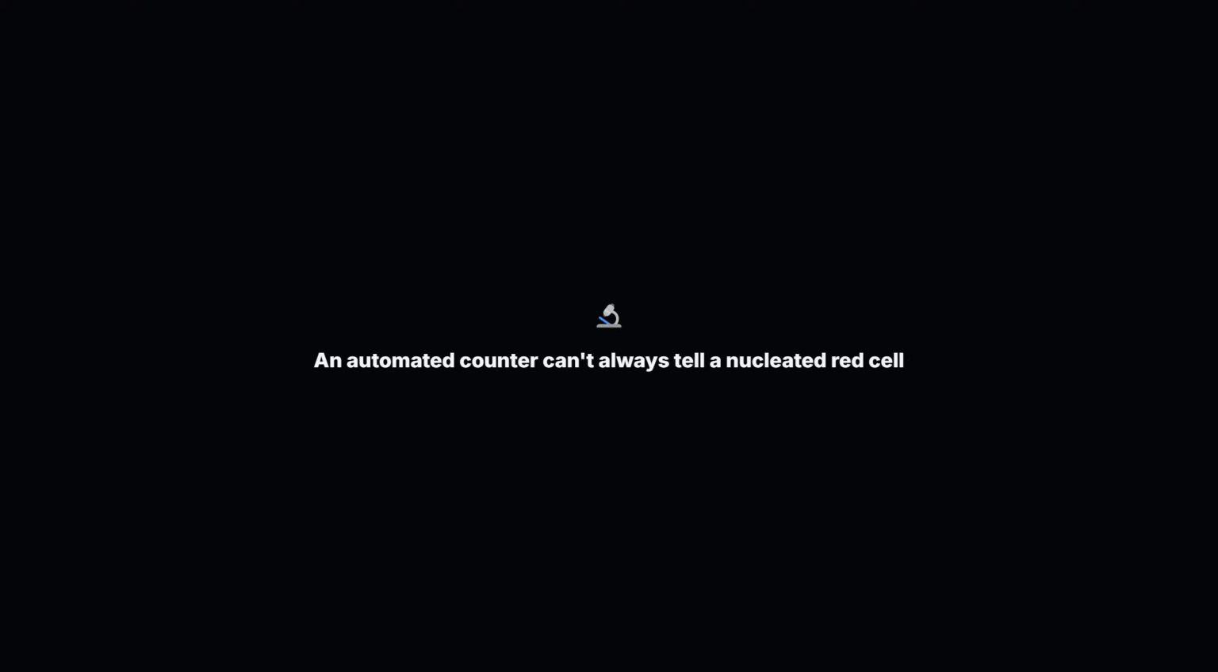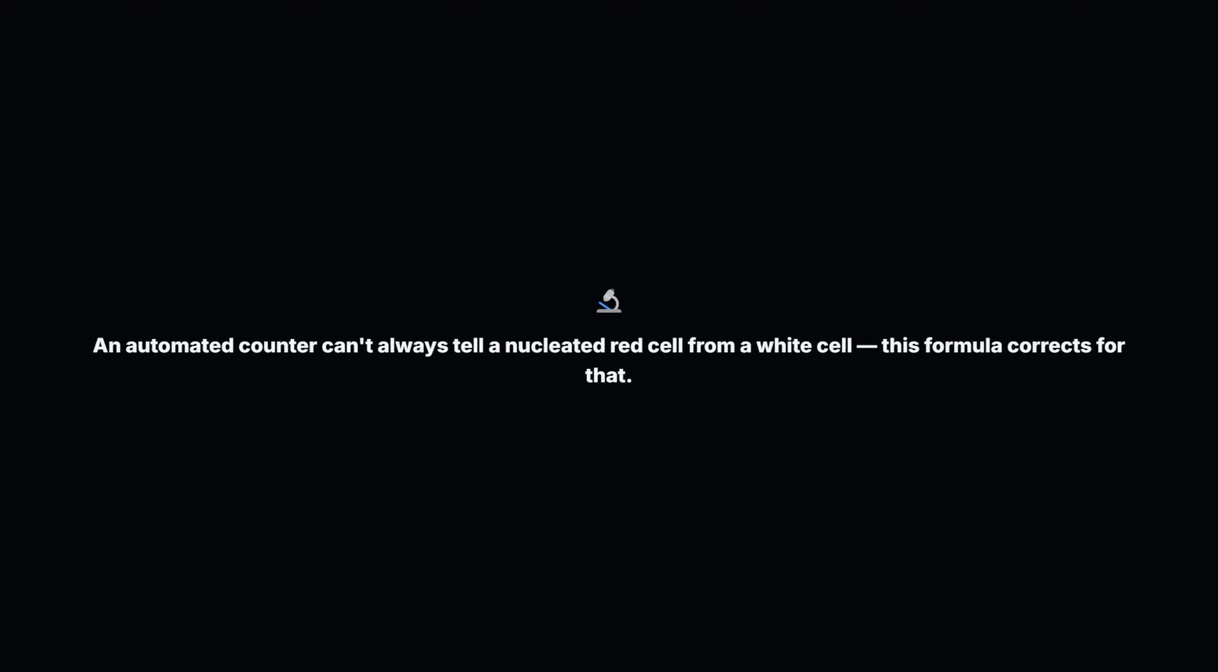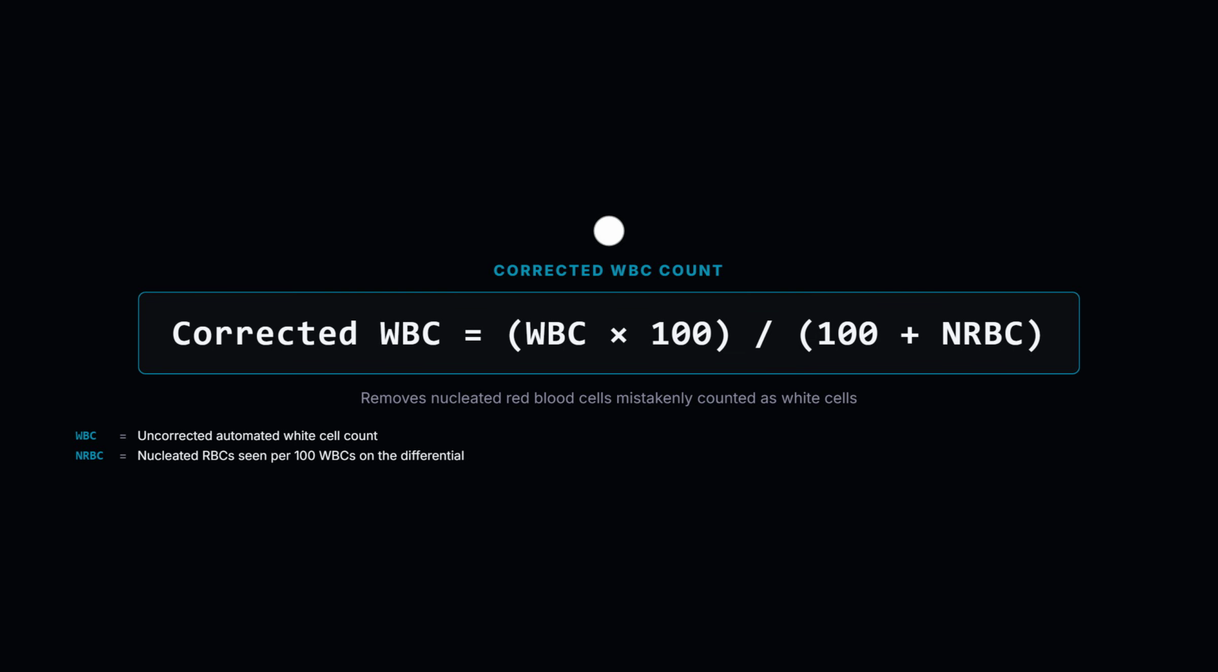2 more hematology formulas fix a specific, well-known measurement problem: automated counters that mistake other cells for white cells, and reticulocyte percentages that are meaningless without knowing the actual red cell count behind them. Automated analyzers count nucleated red blood cells alongside true white cells, artificially inflating the WBC count. The correction: WBC times 100, divided by 100 plus the number of NRBCs counted per 100 white cells.